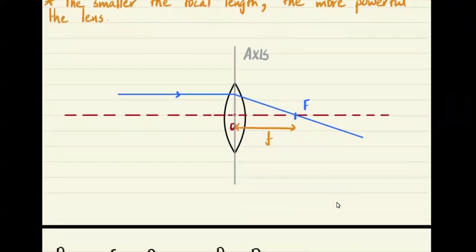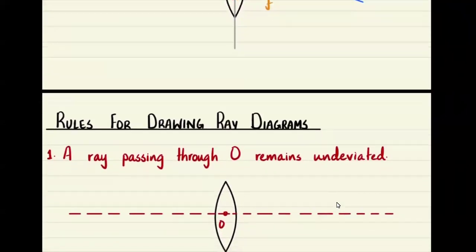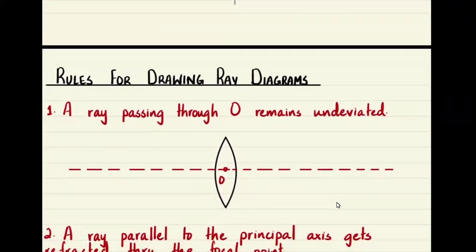All right. Now let's go on to the rules for drawing the ray diagrams. So rule number 1 says this, and again these are just rules that you need to learn how to use in order to complete the ray diagrams. So a ray which passes through O remains undeviated, so it does not bend. If I were to just show you this rule in action, it means that if you have a ray which goes through O, it's totally undeviated.